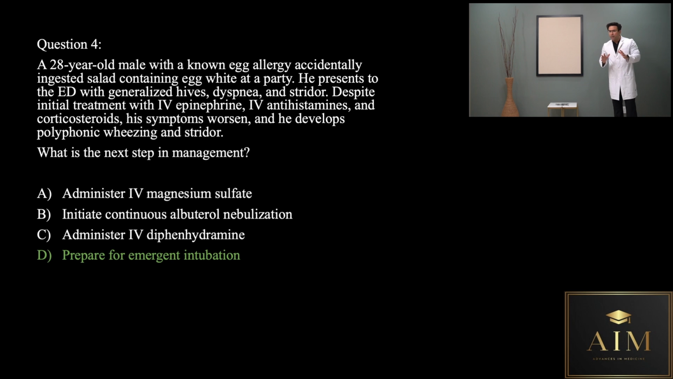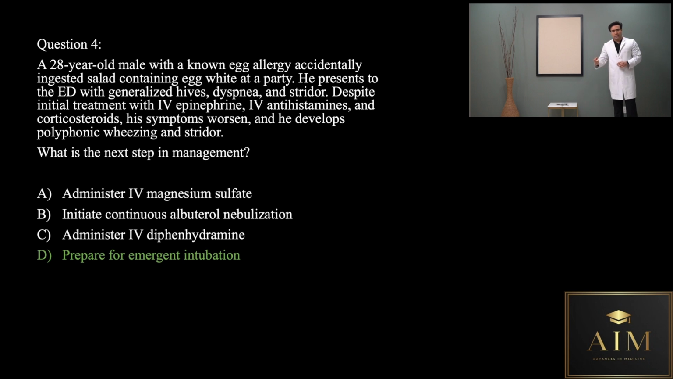When a patient with anaphylaxis does not respond to initial treatments and experiences worsening respiratory distress, it is essential to prepare for emergent intubation. Intubation is necessary to secure the airway, maintain oxygenation, and provide mechanical ventilation to prevent respiratory failure. While magnesium sulfate can be used in some cases of severe asthma exacerbation, it is not the primary intervention for anaphylaxis with stridor and worsening respiratory distress. Securing the airway is the immediate priority.